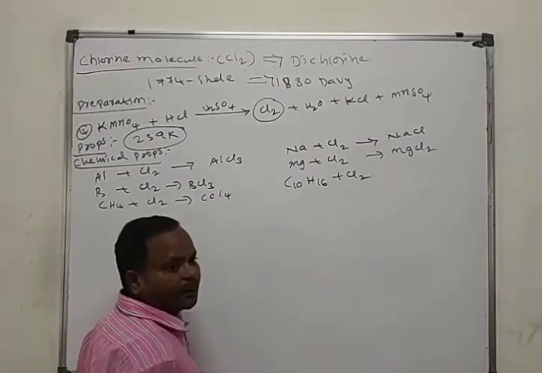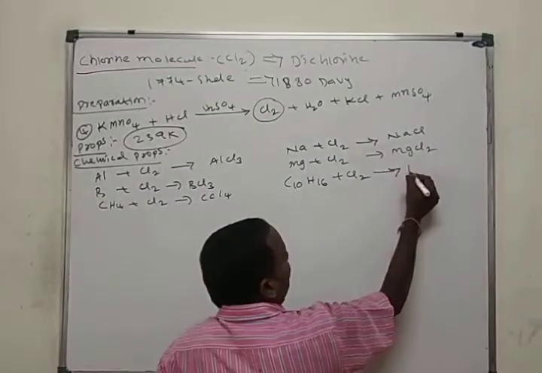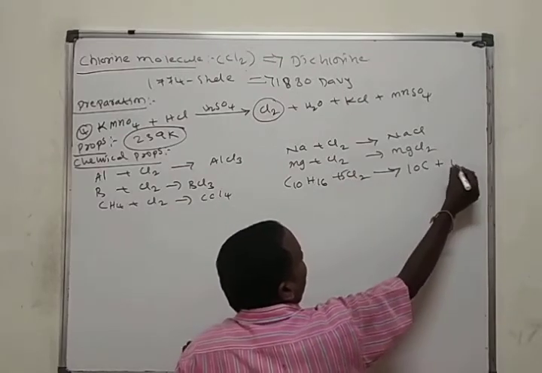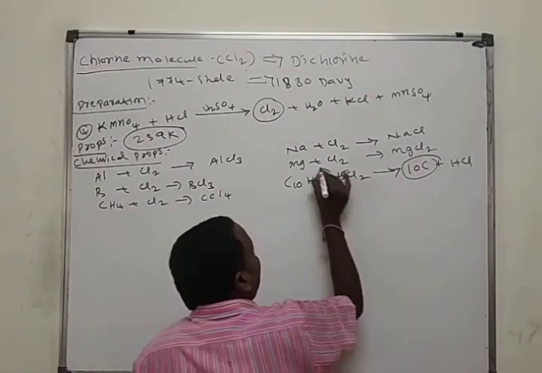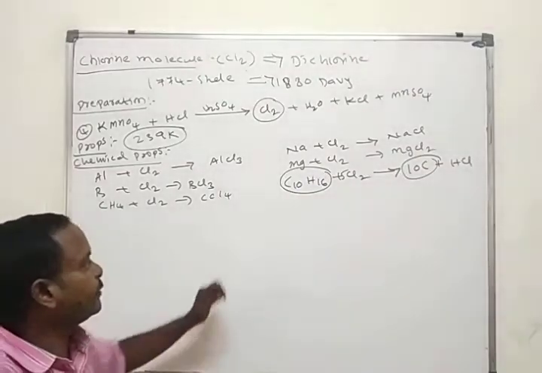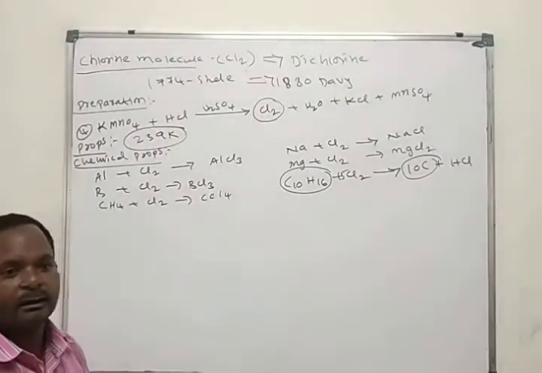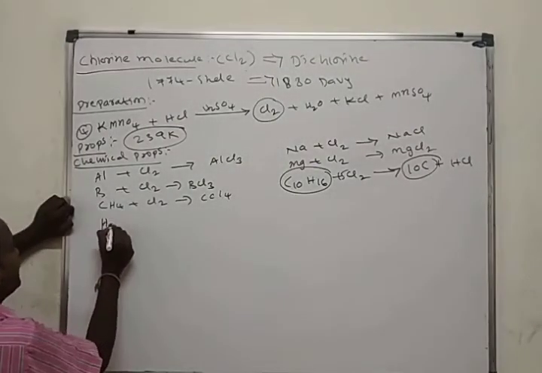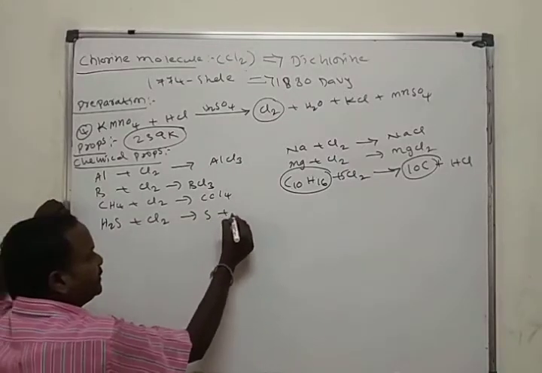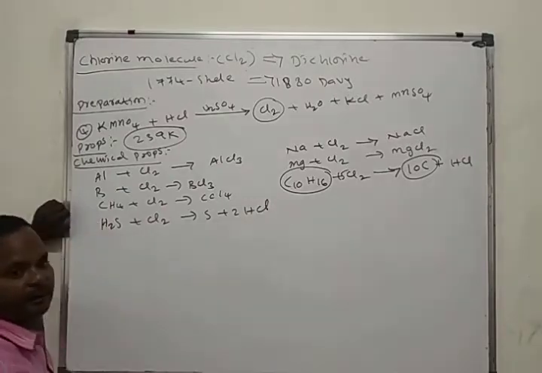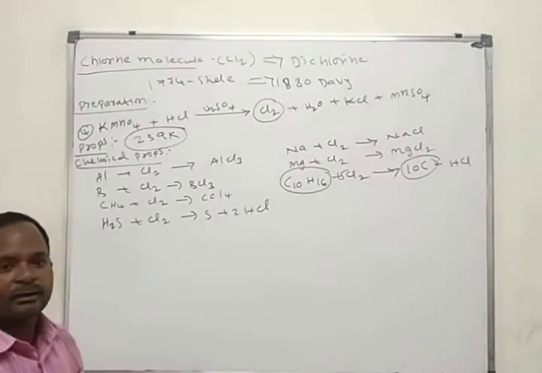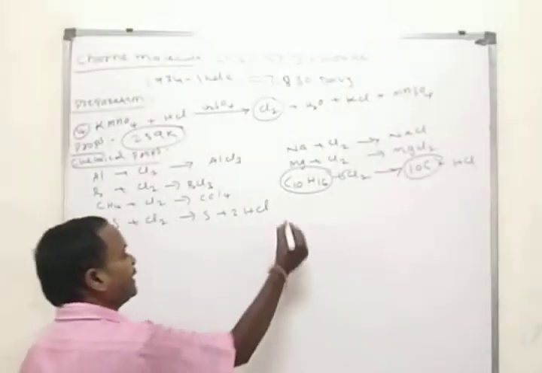Decane reacts with chlorine. It forms 10 moles of carbon, and we get hydrochloric acid. Here decane converts into only carbon. After that, H2S reacts with chlorine. It releases sulfur by the formation of hydrochloric acid. After that we'll see some more.